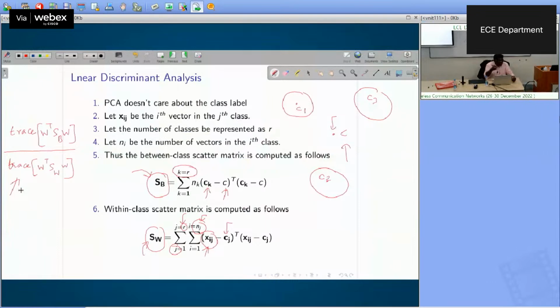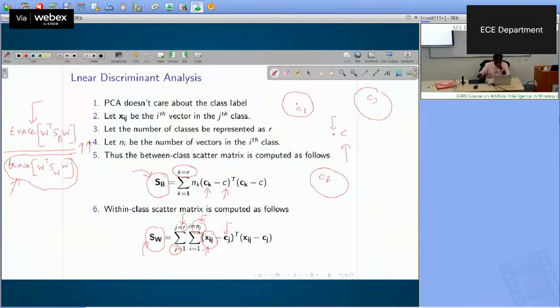It means that variance I want to minimize. Whatever is given in the denominator, I want to minimize, and whatever is given in the numerator, I want to maximize. So overall, you have this numerator and denominator, and overall I want to maximize this. This is my objective function.